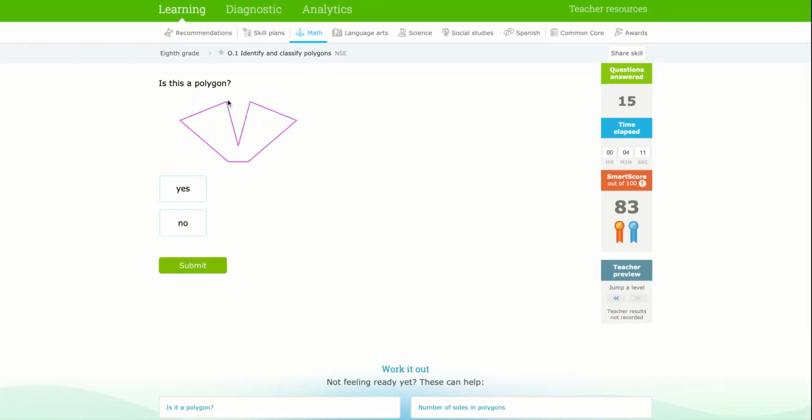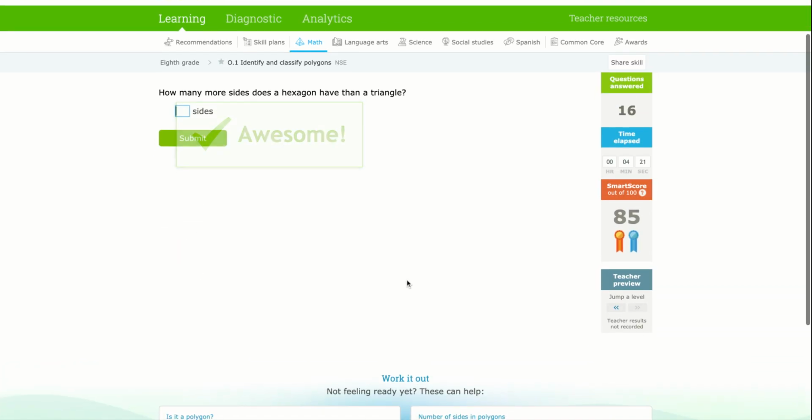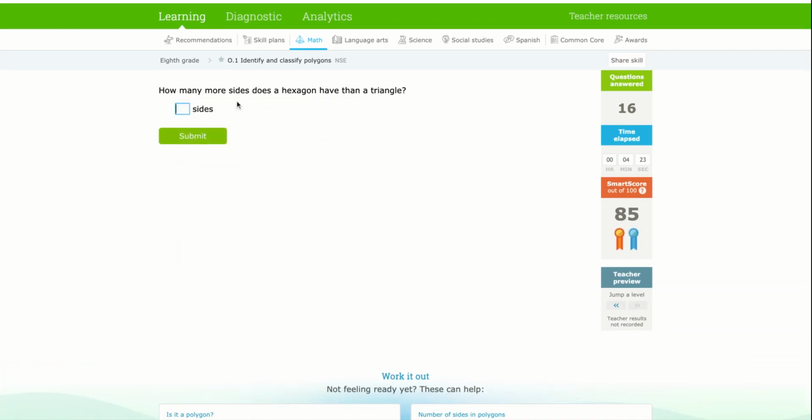Is this a polygon? Well, every side looks straight and it's enclosed. So yes, it is a polygon. Now, it's not a regular polygon, but it is a polygon. How many more sides does a hexagon have than a triangle?